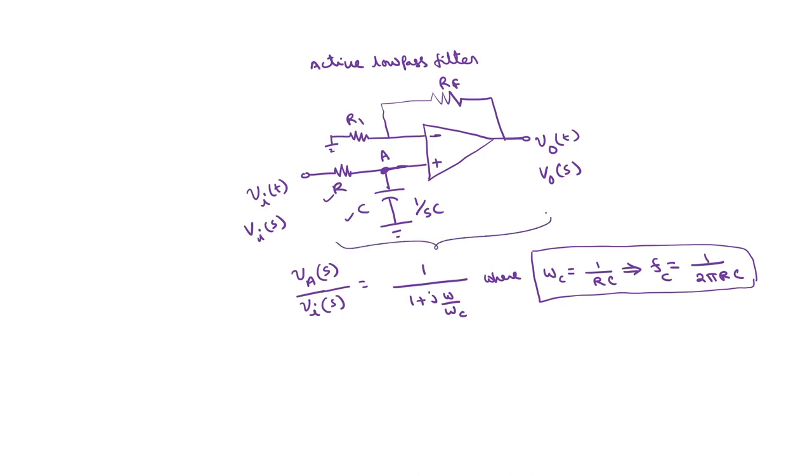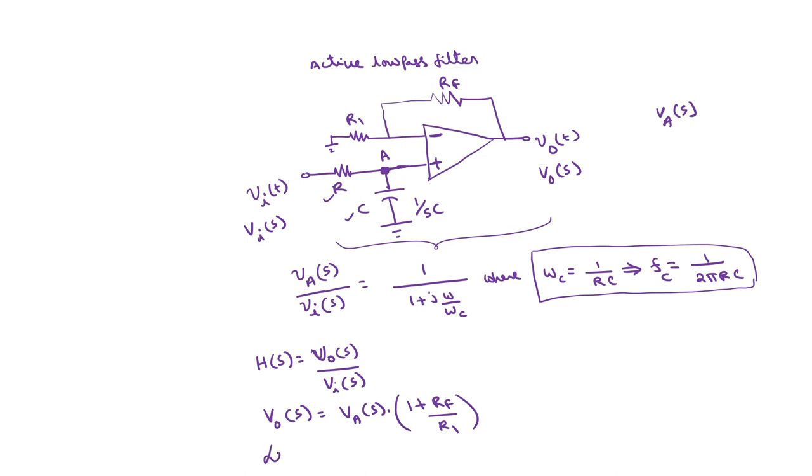Now for this entire circuit, what is the transfer function H of S, the final output V0 of S divided by Vi of S? If I forget about this circuit, this voltage is Va of S. What is the remaining circuit? This is a non-inverting amplifier whose gain is equal to 1 plus Rf by R1. So what is the expression for V0 of S in terms of Va of S? Va of S into 1 plus Rf by R1. Let this 1 plus Rf by R1 be A naught. Therefore V naught of S is Va of S into A naught.